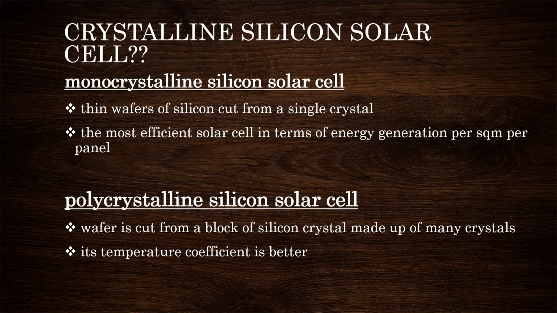There are two types of crystalline silicon solar cell, monocrystalline solar cell and polycrystalline silicon solar cell. Monocrystalline silicon solar cell is from the thin wafers of silicon cut from a single crystal, whereas the polycrystalline silicon solar cell we got from wafer when we cut wafer from a block of silicon crystal made up of many crystals. Polycrystalline silicon solar cell has better temperature coefficient, but the monocrystalline silicon is the most efficient solar cell in terms of energy generation.